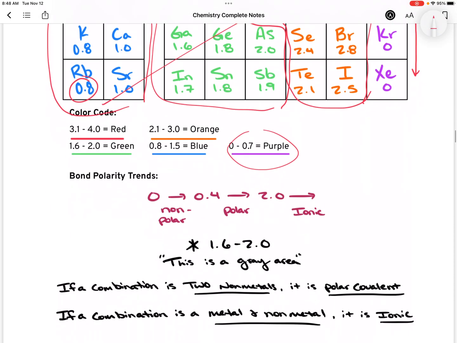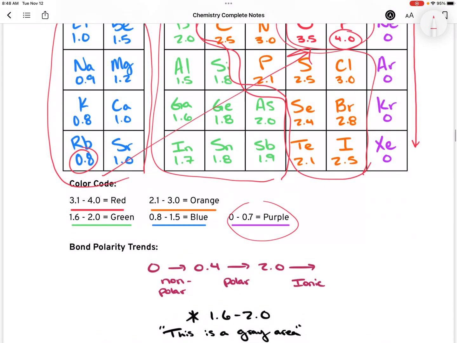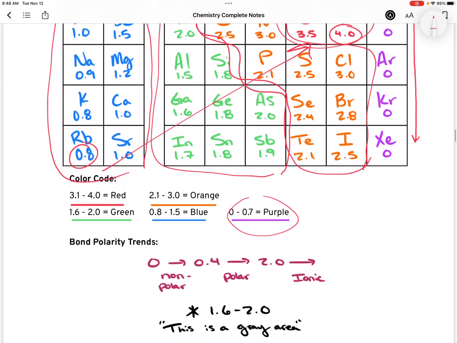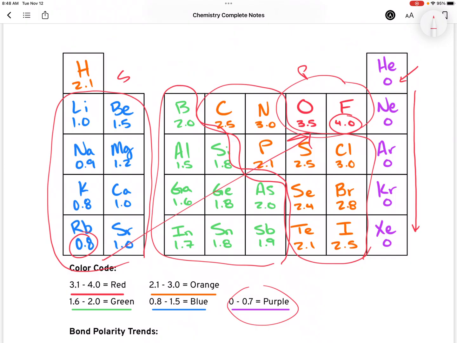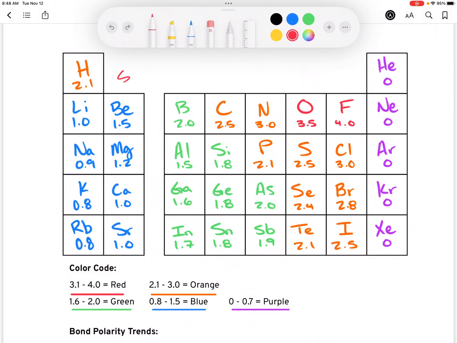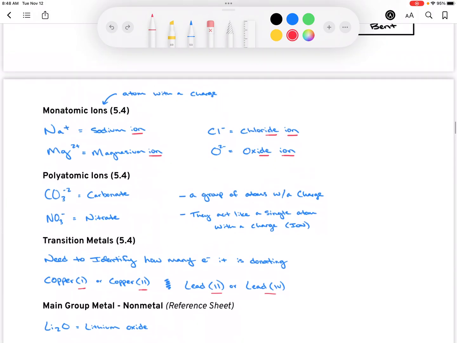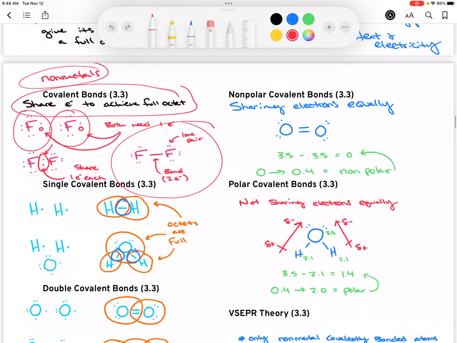All right. Now, we have trends for this, and we talk about nonpolar, polar, and ionic, and I will come back to this and talk about it with you. But for right now, I just want you to write out this reference sheet here, and let me just clear this out. All right. And then let's go back up here and talk some more, okay?